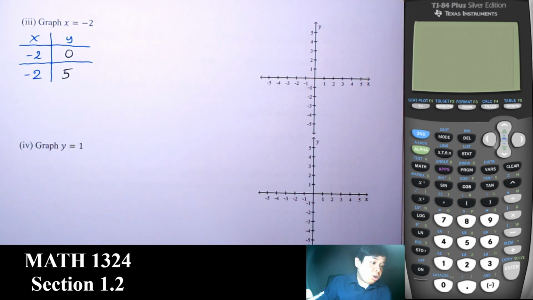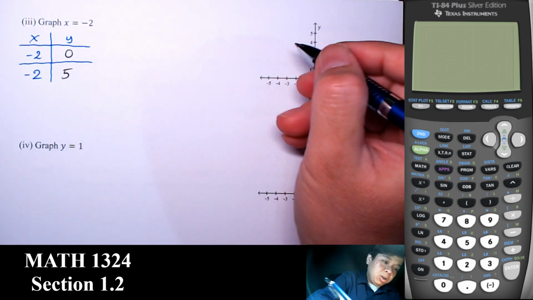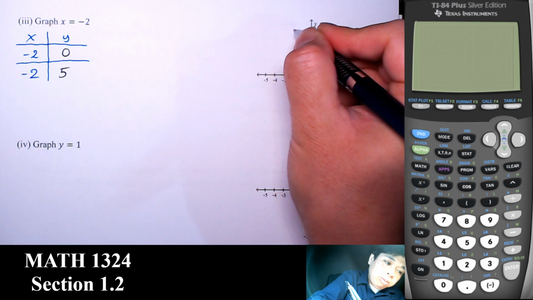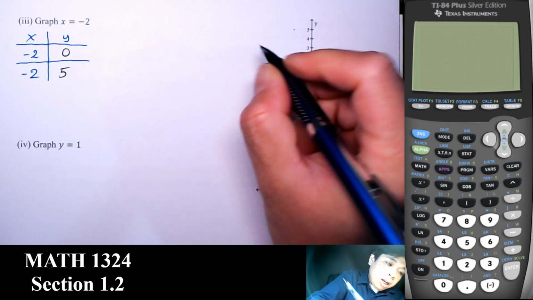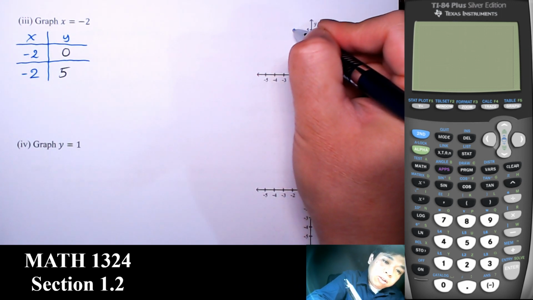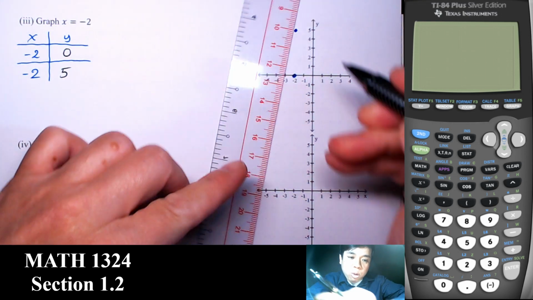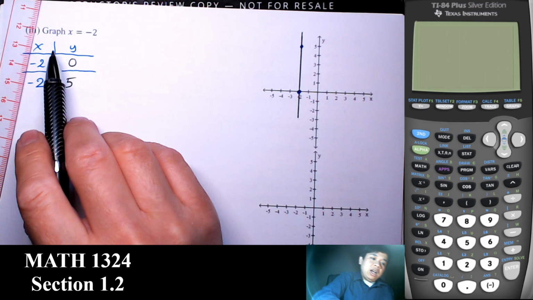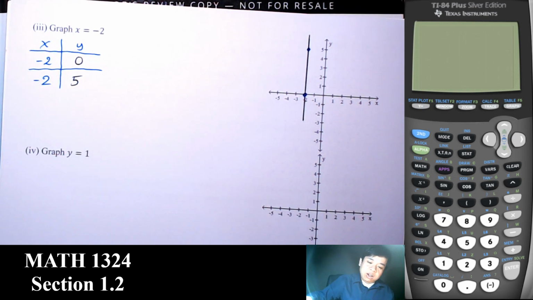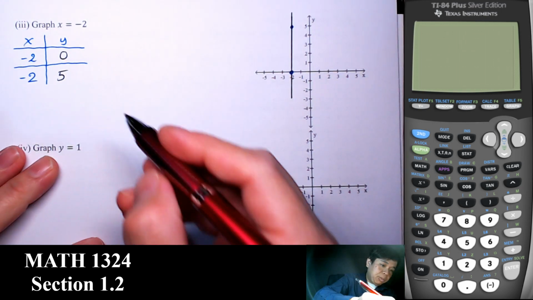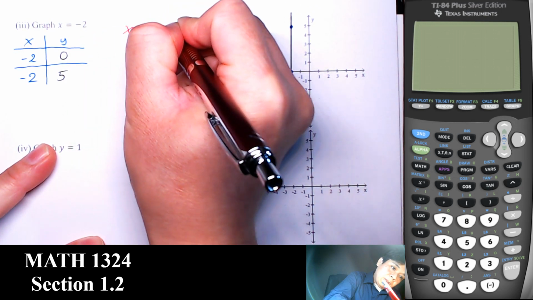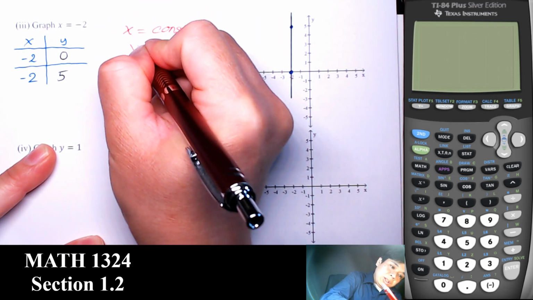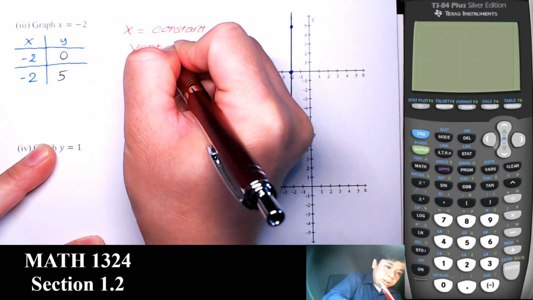So then we just plot the points and connect them. We have the line. When x equal to -2, y is equal to 0, and x equal to -2, y equal to 5. So we have those 2 points, and connect them, we have a line. So this is x equal to a constant, it's a vertical line, so keep that note.